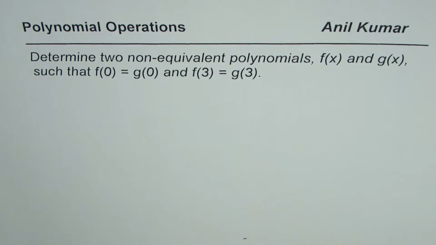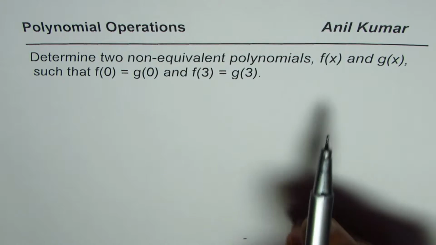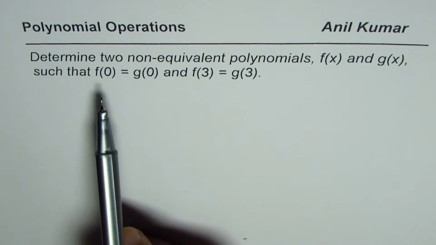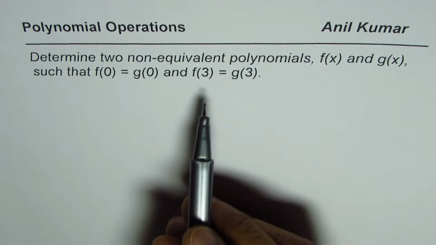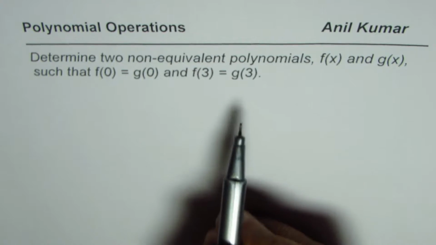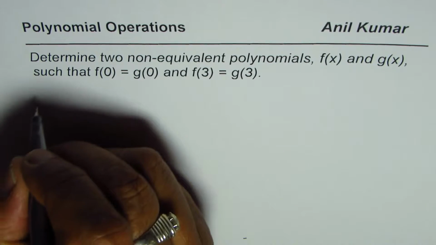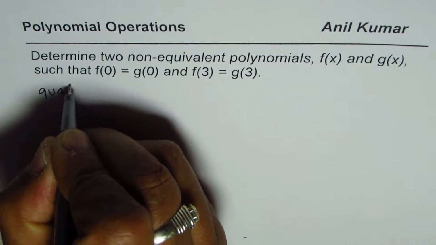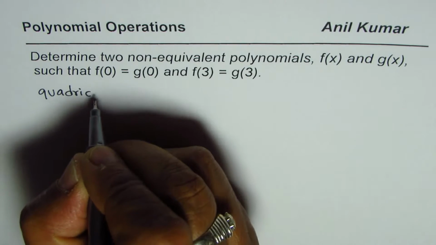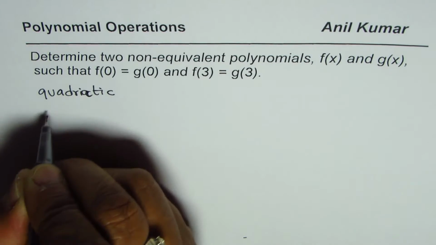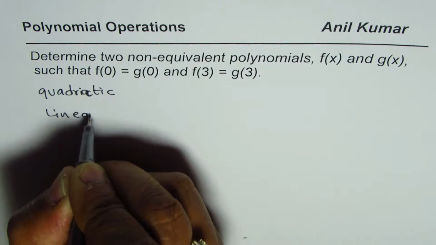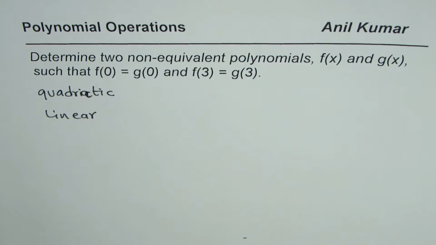Now let's try to understand what we need. We need two polynomials whose value at 0 is the same and whose value at 3 is the same. Now in such situations, I'll prefer to use some very basic polynomials. So let's take a quadratic and a linear polynomial in this particular case.